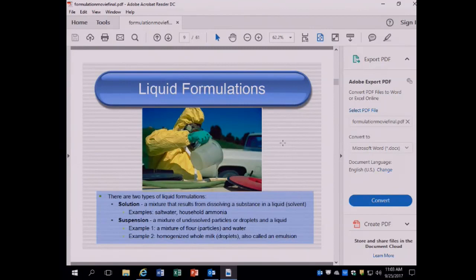Another one would be a household ammonia. An example of a suspension is a mixture of undissolved particles or droplets in a liquid. Oil and water is one. Flour and water. You ever tried to dissolve flour with water? Okay. You ever made gravy? You mix flour and water. There's a thickening agent for gravy if you're doing it. But the flour does not dissolve in the water. It's just suspended in there. Same thing with milk. It's also called an emulsion.